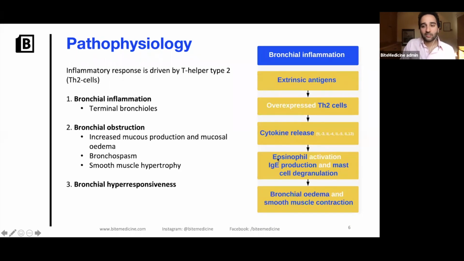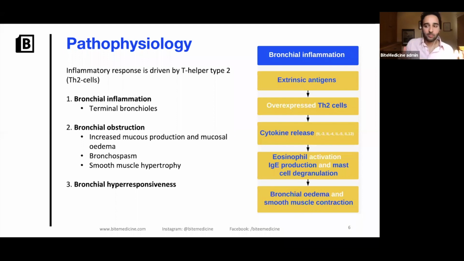These are then activated. There's also IgE production, which is a type of immunoglobulin, which causes cells called mast cells to degranulate. And these mast cells produce a whole bunch of different inflammatory mediators, like histamines and leukotrienes as well. And ultimately, this is what causes your bronchial edema and your smooth muscle constriction.